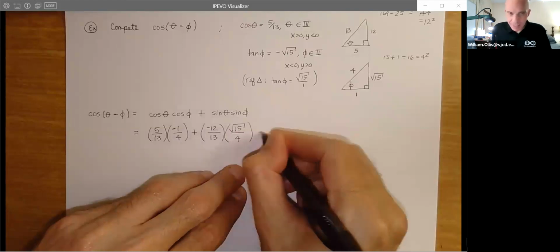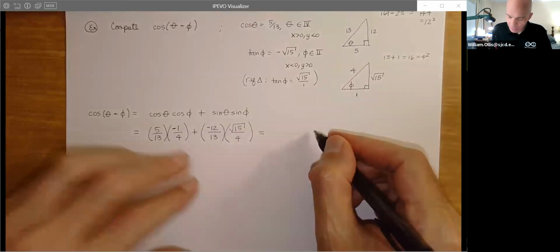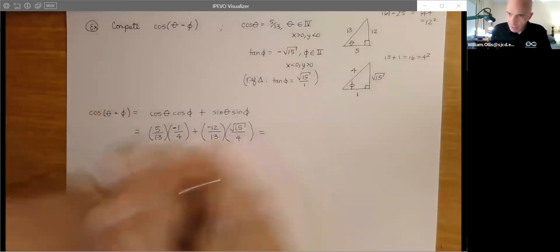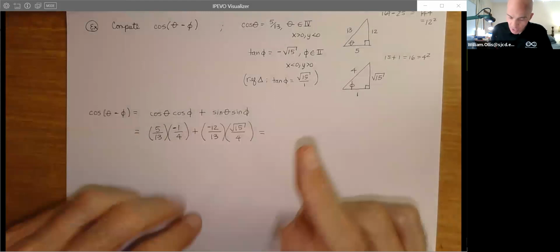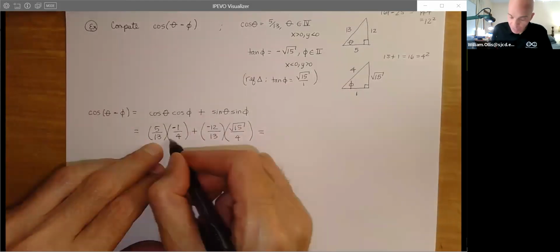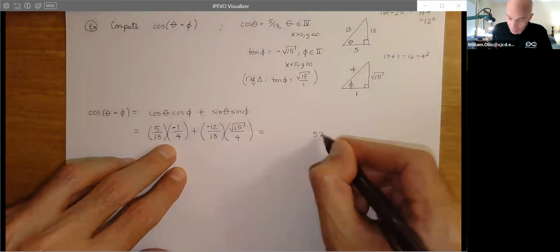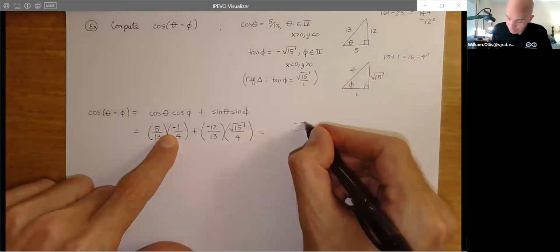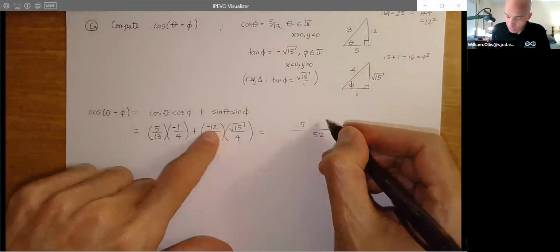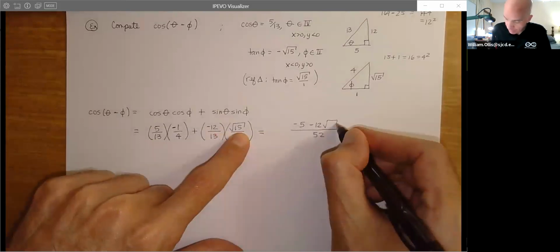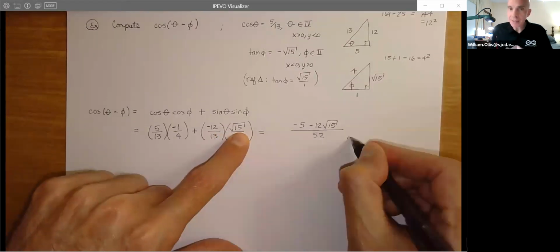Now, that's nice and exact, no problem with that. But usually you might want to reduce it a little bit to cut down on the amount of clicking with the keys. So this would be 4 times 13, that's 52. And then, of course, we get a negative 5. And then a negative 12 times the square root of 15. So that would be an exact answer.